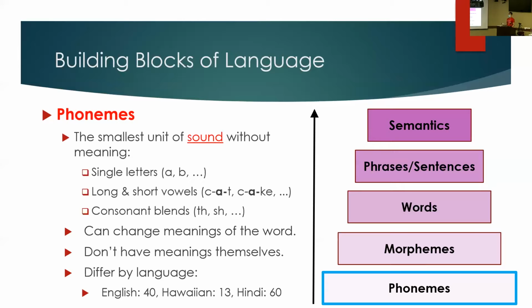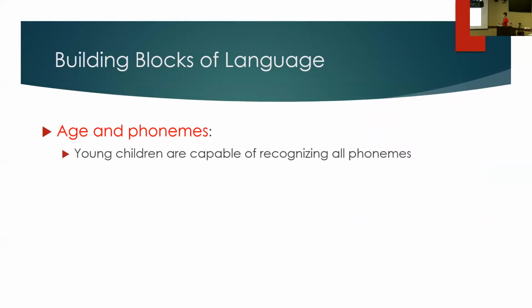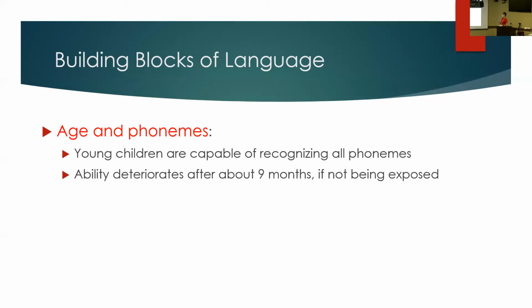Okay. So next, we're going to talk about the relationship between age and phonemes. Young children are capable of recognizing all phonemes that we know. However, their ability deteriorates after about 9 months if they're not exposed to that phoneme. And this explains why it's harder for you to learn a second language later in life.